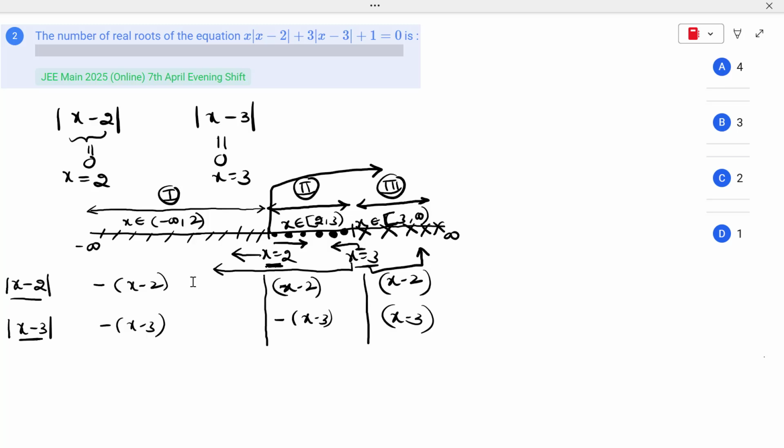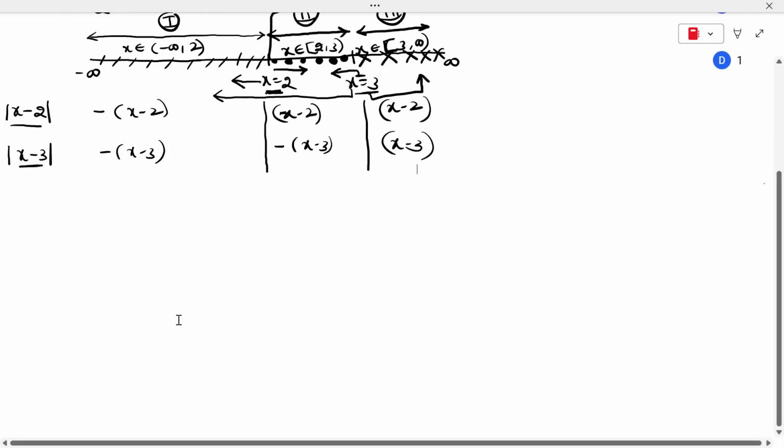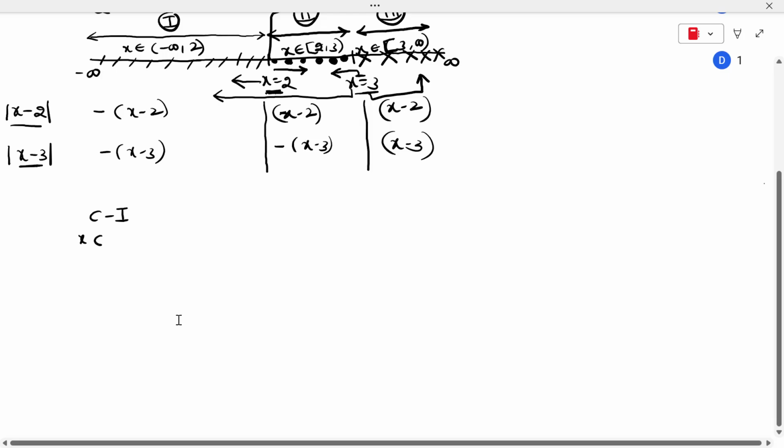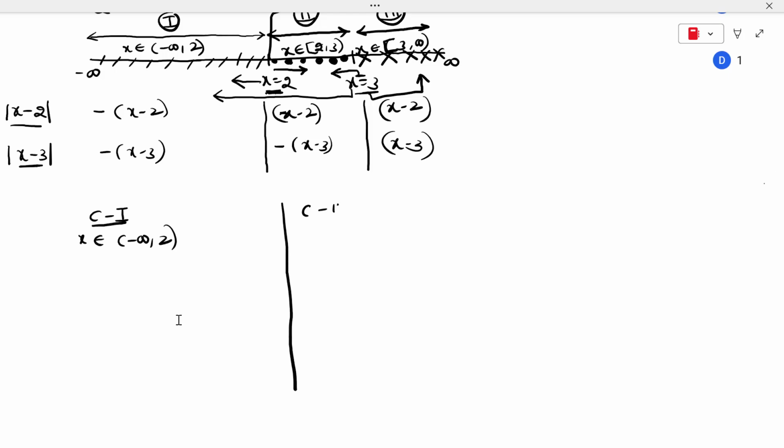equation. What is the original equation? x into mod x minus 2 plus 3 mod x minus 3 plus 1 is equal to 0. The original equation under 3 regions or 3 cases. Case 1, that is x belongs to minus infinity to 2. Case 2, that is x belongs to closed interval 2 to 3. Case 3, that is x belongs to closed interval 3 to infinity.